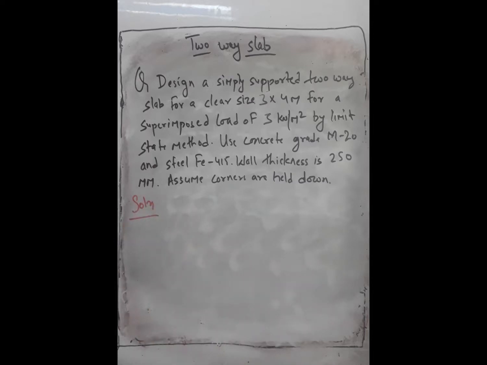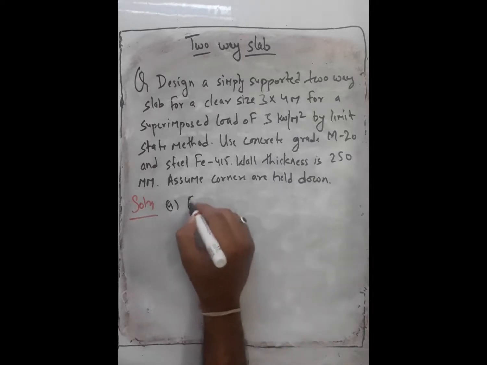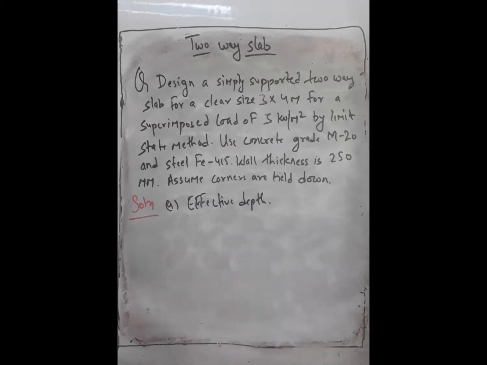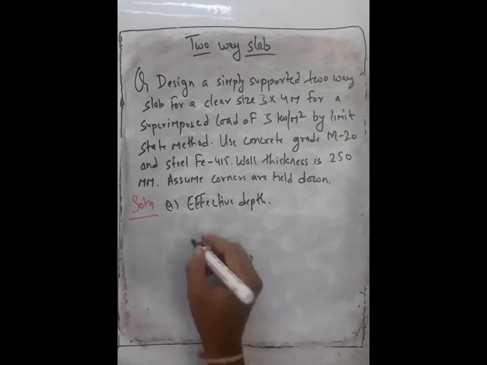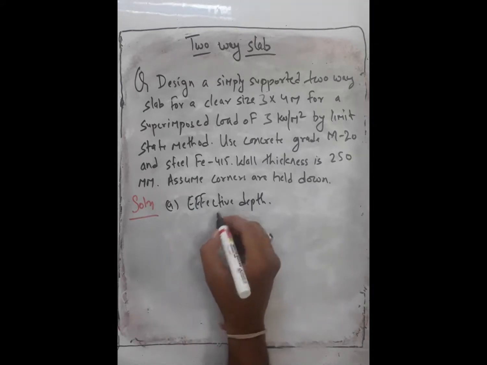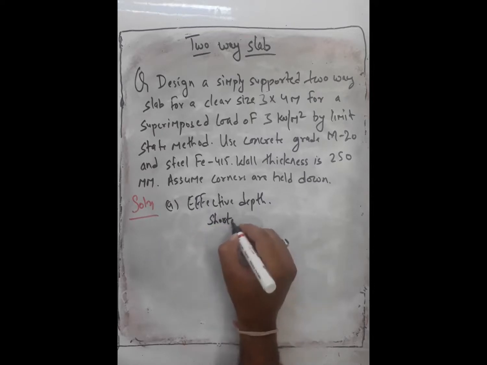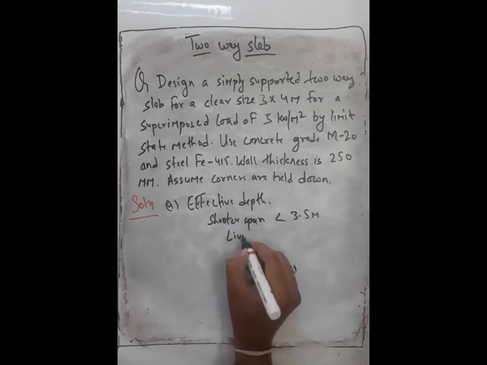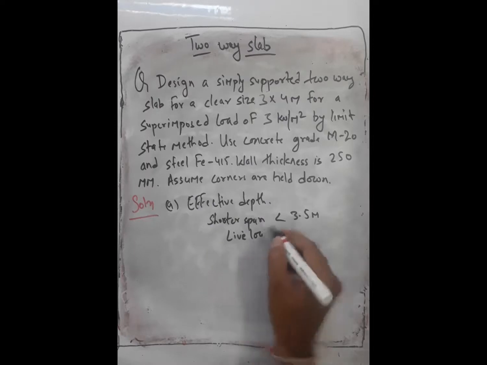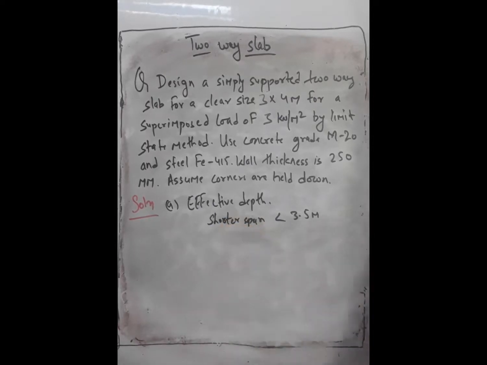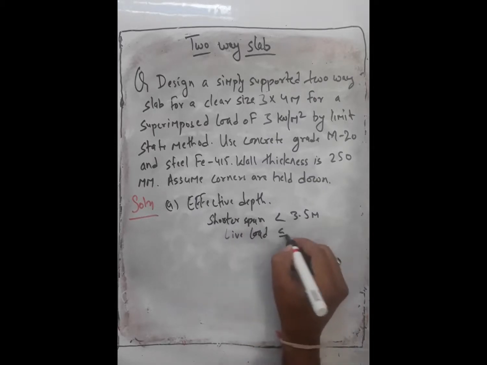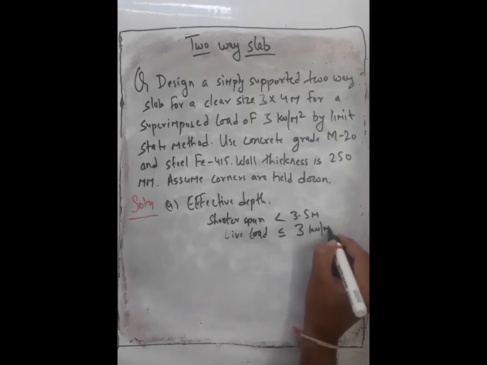Our first step is we have to find the effective depth. So before that we have to check that our shorter span is less than 3.5 meter and the live load is also less than or equal to 3 kilonewton per meter square.